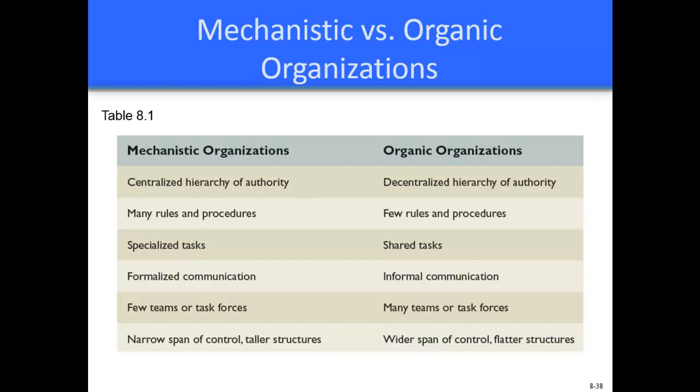Now, in a mechanistic organization, authority is centralized. Tasks and rules are clearly specified, and employees are closely supervised. In an organic organization, authority is decentralized. There are fewer rules and procedures, and networks of employees are encouraged to cooperate and respond quickly to unexpected tasks.